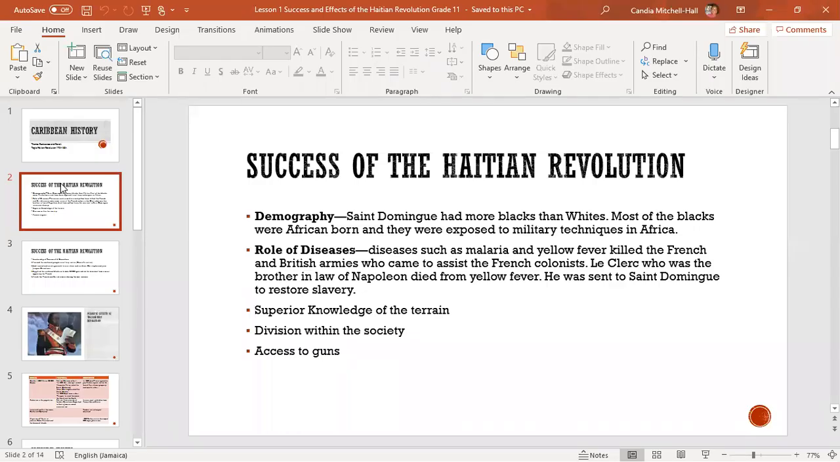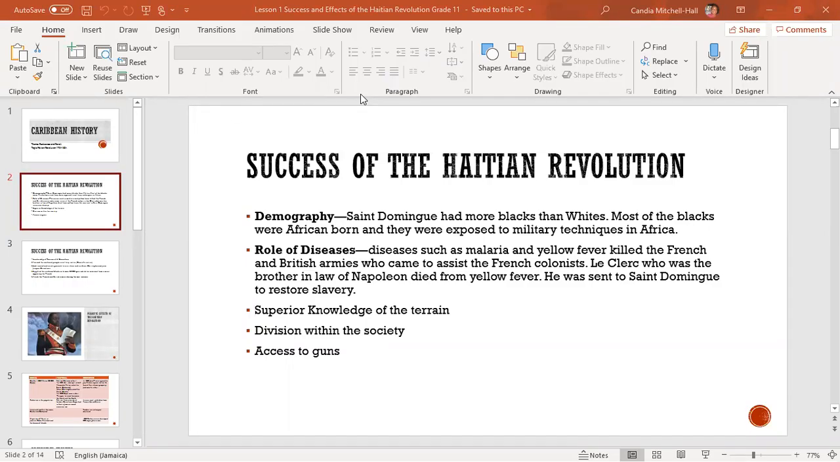to restore slavery. Another reason that the group did not look at last week, but I'm adding it this week, is that the enslaved people had a knowledge of the terrain. They knew the mountains, the valleys, the rivers. They knew where to hide. And that gave them a major edge over the French and the British armies.